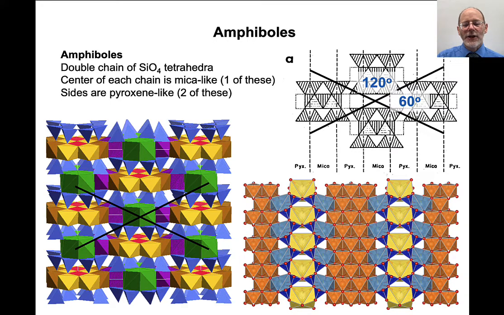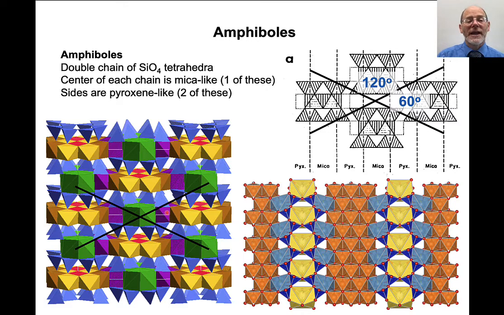Here you're looking down on those chains. So here is one of the chains. Here is the other chain. And these link together to make these double chains. Now, one of the interesting things about amphiboles is that we can describe the center of this structure as being like a mica. So if you could extend these chains out in this direction, and you could extend these octahedra out in this direction, you would end up with a structure that looks a lot like a mica. So if you just cut that mica structure so you only have these 2 chains, then you get something that looks like the center of an amphibole.